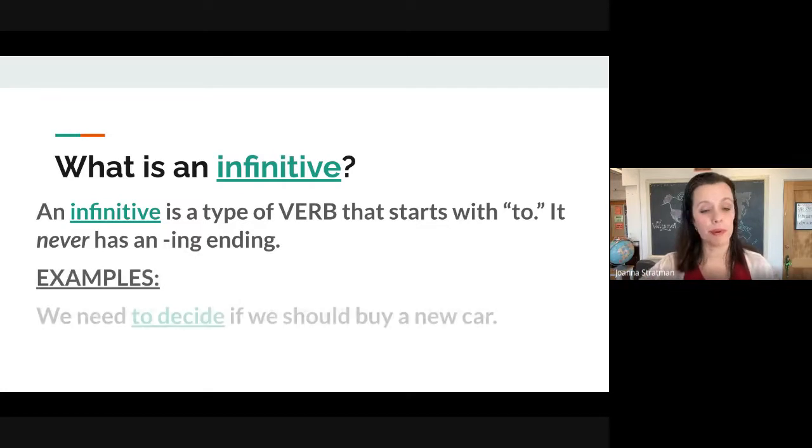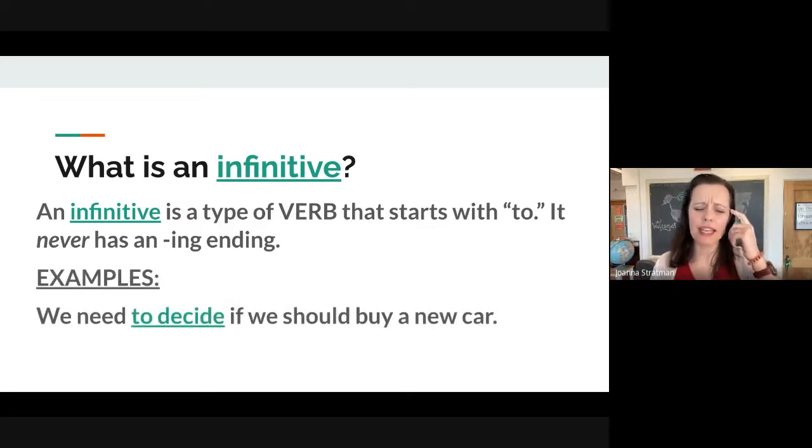For example, we need to decide if we should buy a new car. In this sentence, we have a conjugated verb, need. And after need, we have an infinitive form of a verb. In this case, to decide. To decide is an infinitive.